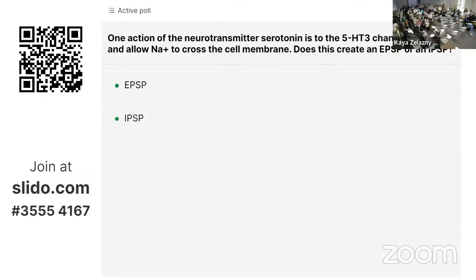Take an example. Okay, so for neurotransmitters, one probably familiar to us is the neurotransmitter serotonin. Serotonin does a bunch of stuff, but one of the things it does is bind to something called a 5-HT3 channel receptor. One of the things that that receptor does on net is to allow sodium to cross a cell membrane. I want you to tell me whether this would be an excitatory postsynaptic potential in that neuron receiving the serotonin, or would it be an inhibitory postsynaptic potential when you receive this serotonin signal?